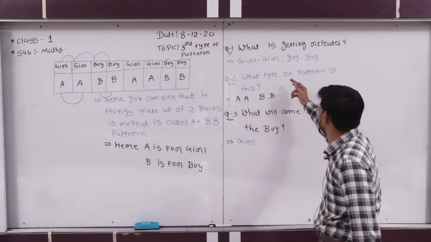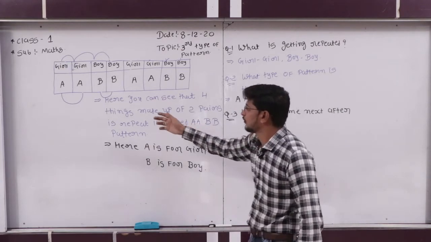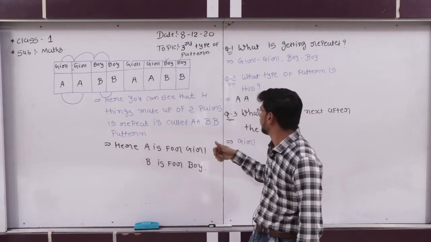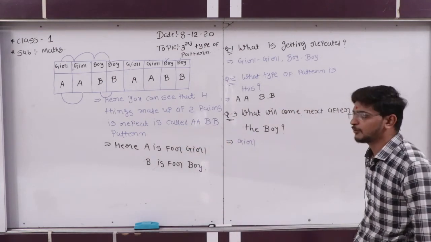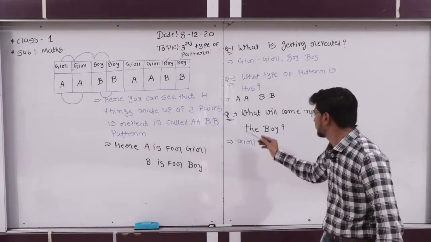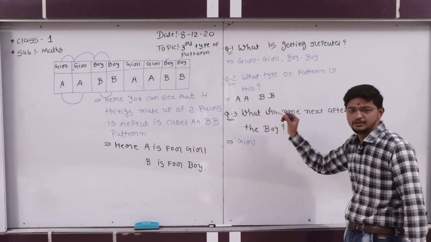Next question is what type of pattern is this? कौन सी टाइप की ये पैटर्न है? So it's AABB. Which type of pattern is this? AABB. So our answer is AABB, right?